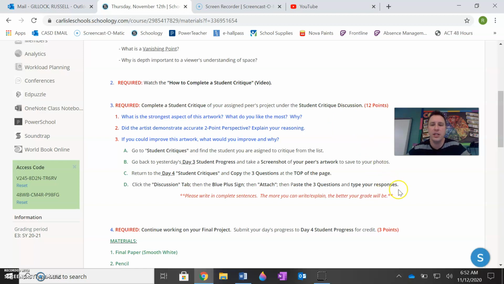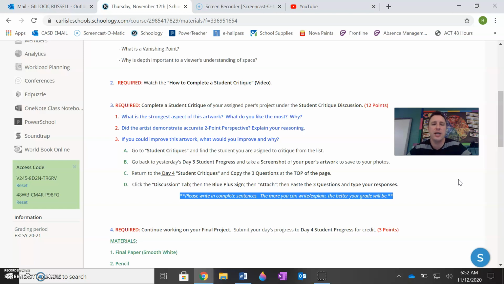The key, though, for this is out of 12 points, so please make sure you write in complete sentences. There is no set number of sentences, like 2, 3, 4 sentences, but the more you can write and explain, the better your grade will be. So if, for example, the first question said, what's the strongest aspect of the work, and you said the building, that's not a very honest, reflective statement that's going to help your peer. Make sure you actually give some kind of feedback that's constructive that they can actually take and use or build upon. Make sure you're writing more than 1-word answers and that you're actually really putting some thought into your responses.